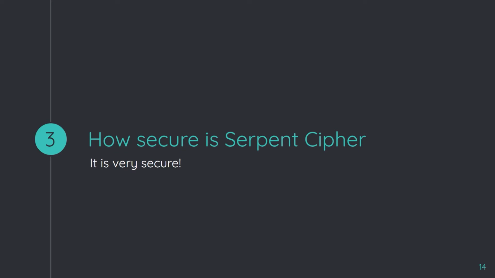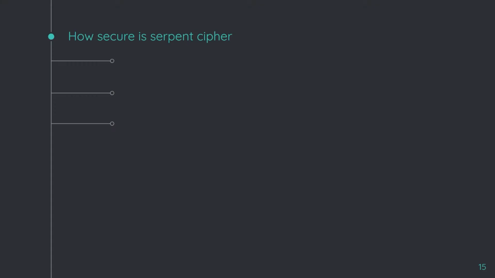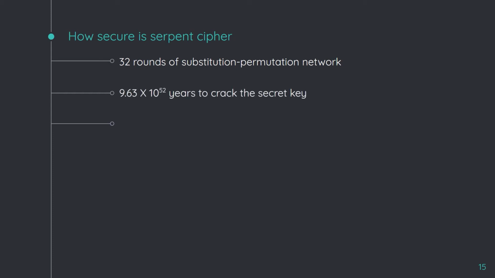How secure is Serpent Cipher? While other algorithms have around 8, 10, or 16 rounds, Serpent Cipher has 32 rounds of SPN, which makes it more secure than other algorithms. Since the key size is 256 bits, if a supercomputer attempts to crack the key, it would take 9.63 times 10 to the power 52 years to crack.